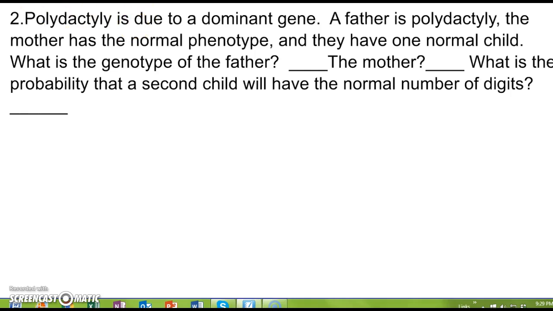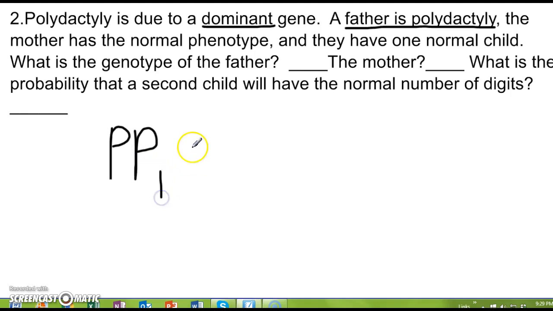If you take a look here, it says that the father actually has that trait. Since it's a dominant gene, we can assign either the homozygous dominant genotype, or we could assign the heterozygous genotype. Individuals with both of these genotypes would have extra digits. The mother has the normal phenotype, so the normal is actually the recessive, and the normal would be the homozygous recessive genotype.